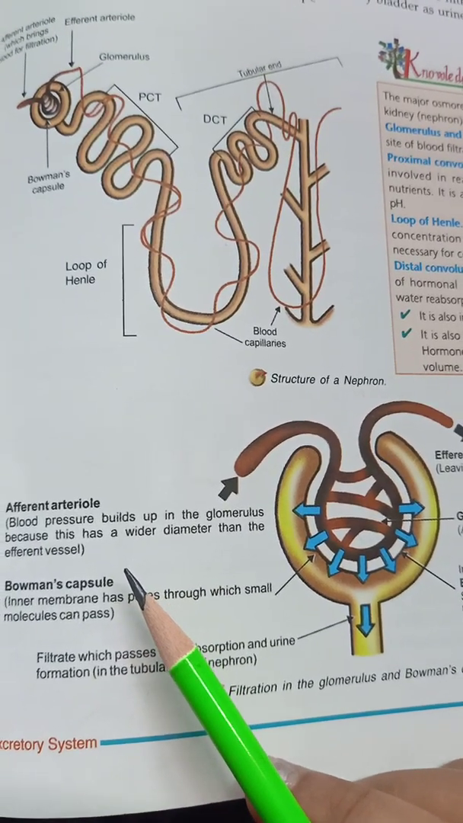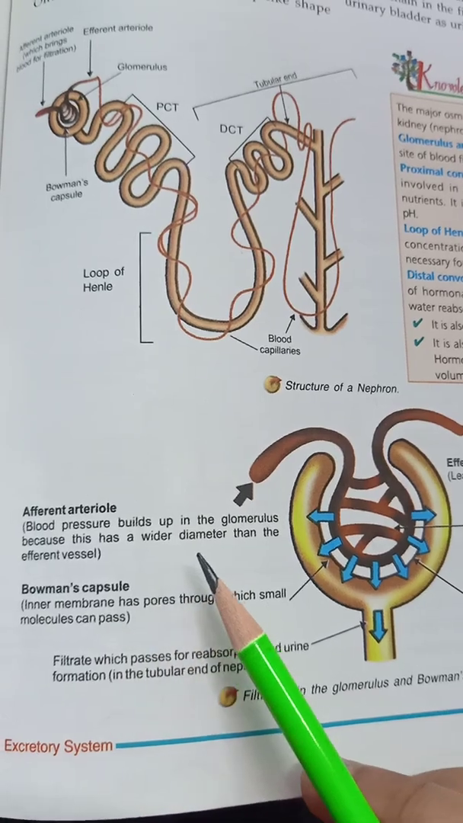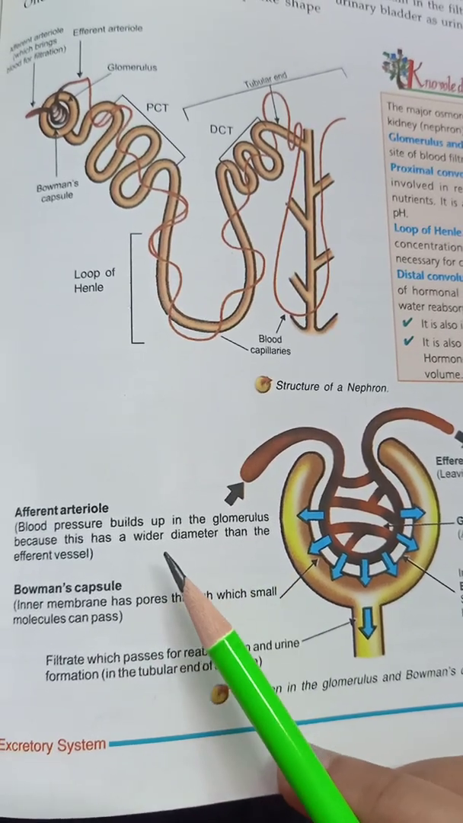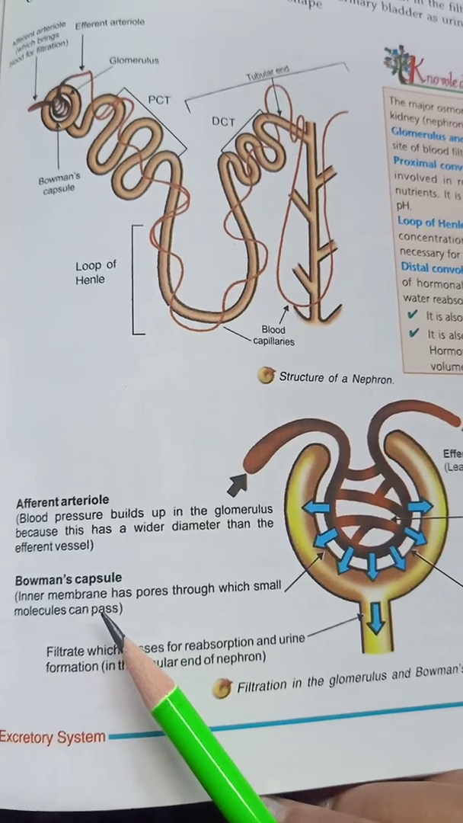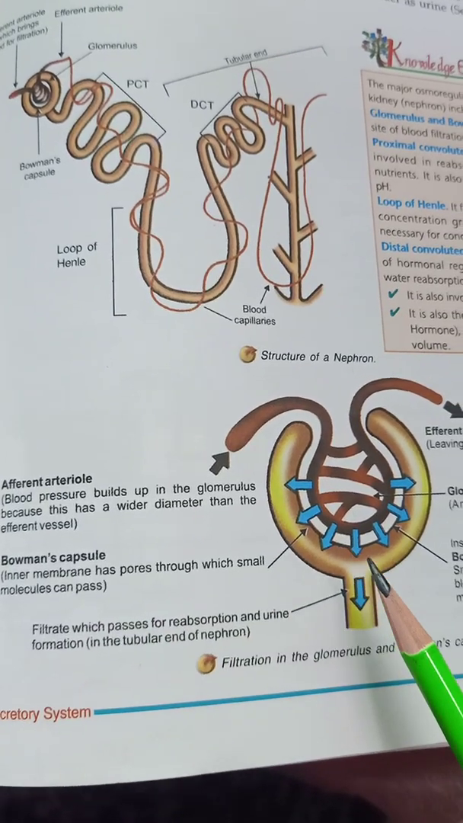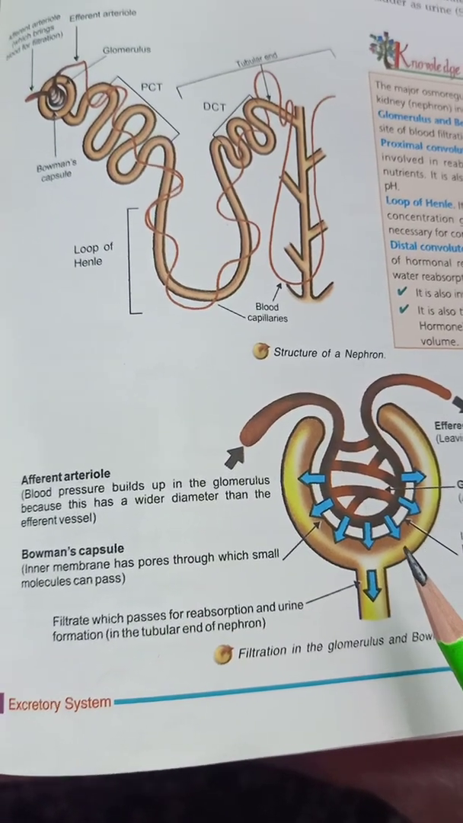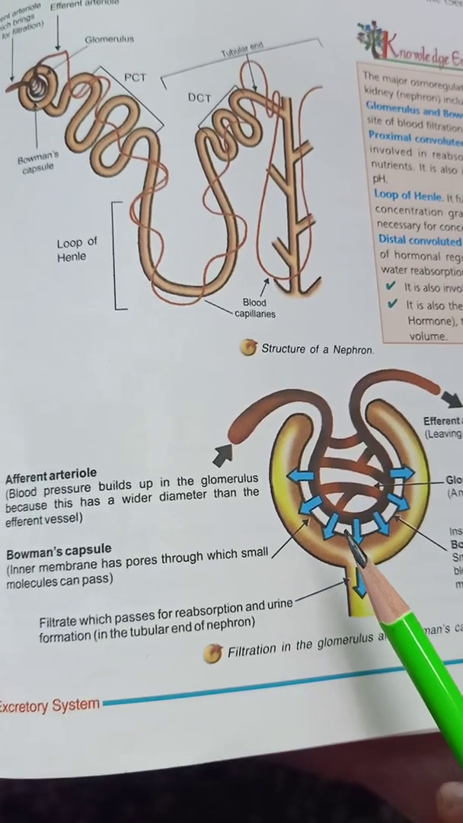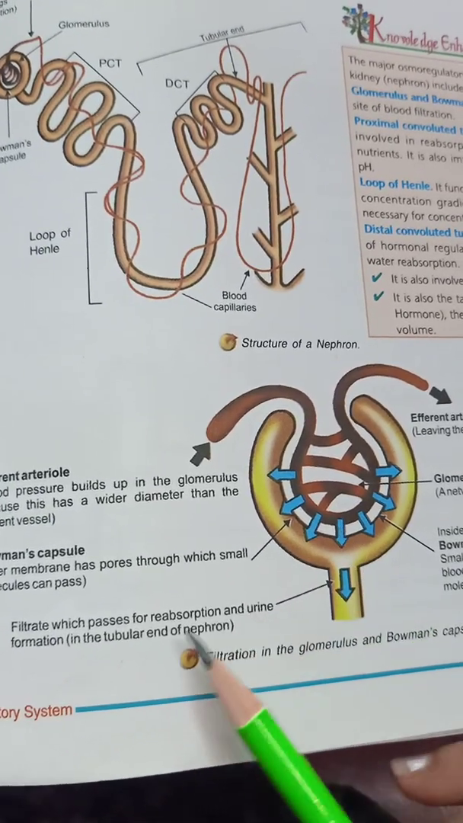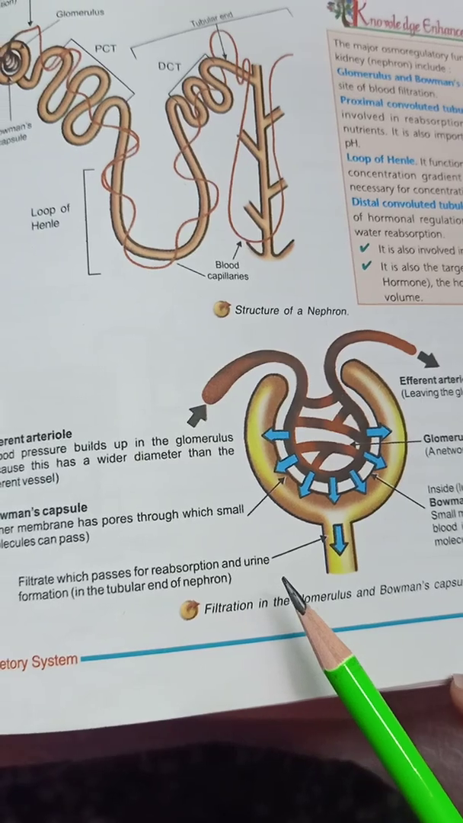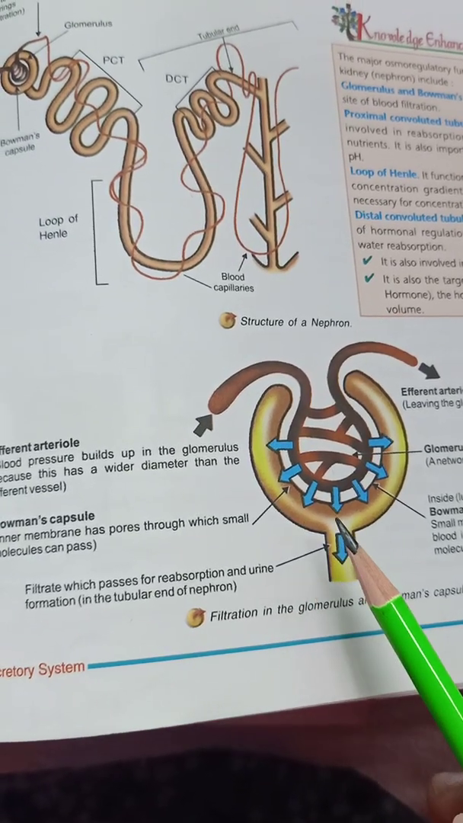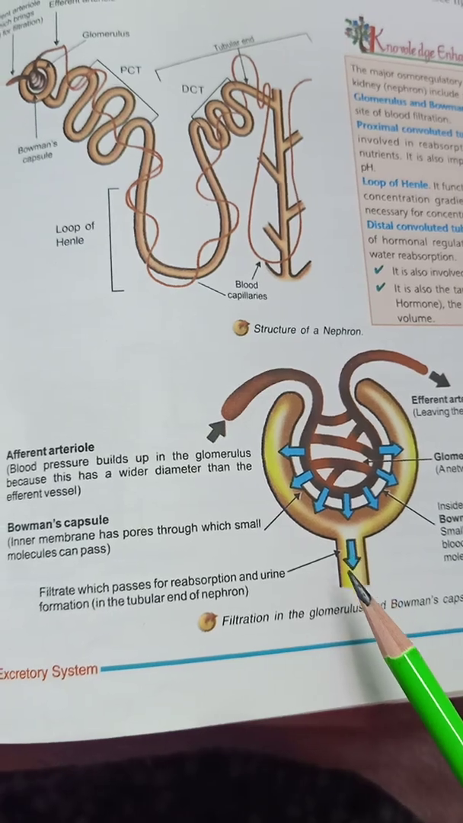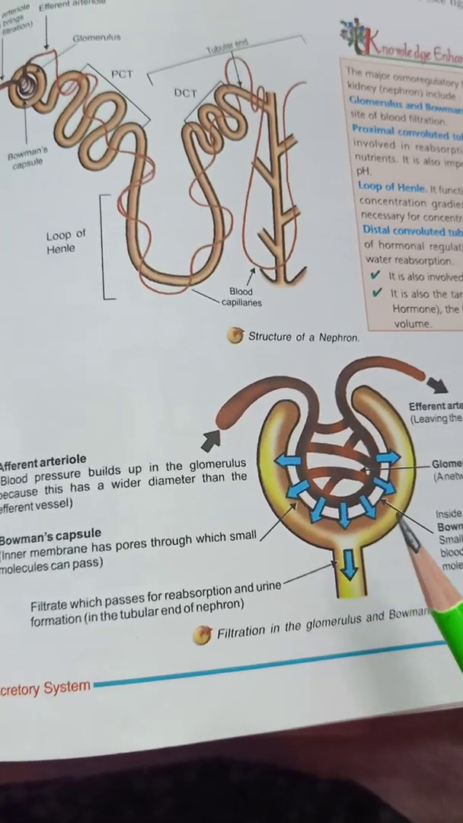This is responsible for increasing the blood pressure in the glomerulus. Then the Bowman's capsule, an inner membrane, has pores through which small molecules can pass. Then the filtrate, which passes for reabsorption and urine formation. Now, after the process takes place, the urine comes out from this pipe.